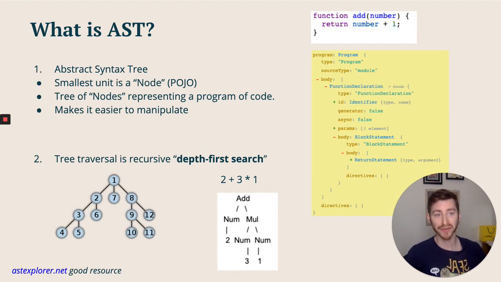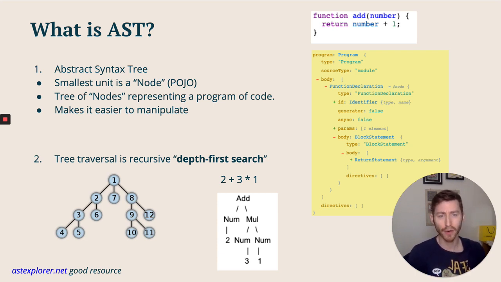Before we go much further, we need to take a quick look at one of the important mechanisms inside any JavaScript compiler, which is AST. AST stands for abstract syntax tree. It's basically a tree of nodes which represent a program of code. A node is the smallest possible unit, and it's basically a POJO, a plain old JavaScript object, which has type and location properties. All nodes have these two properties, but based on the type, they can have various other properties as well. In the AST form, code is very easy to manipulate, so operations like adding, removing, or even replacing code become much easier.